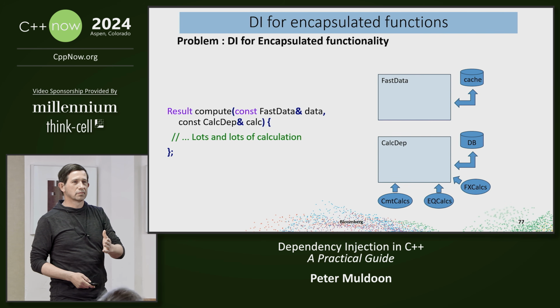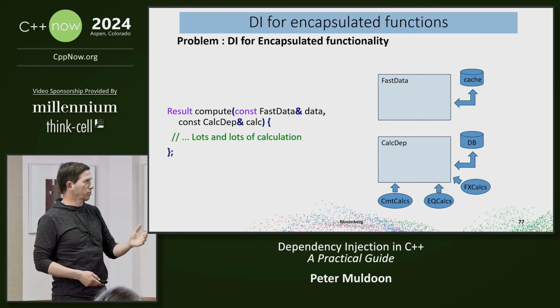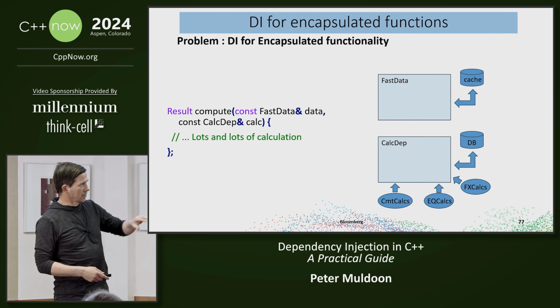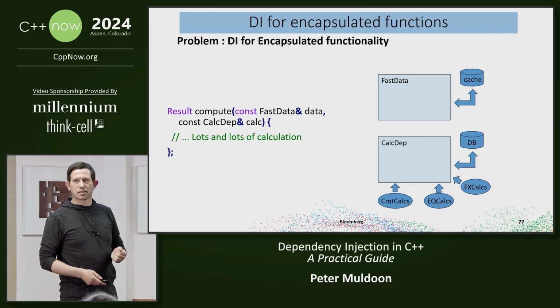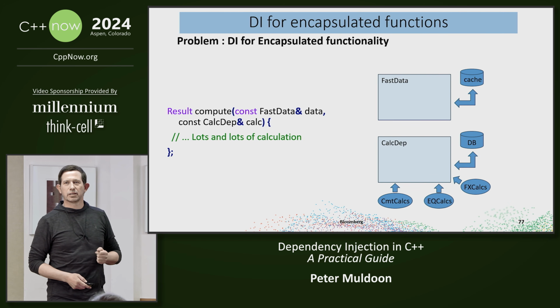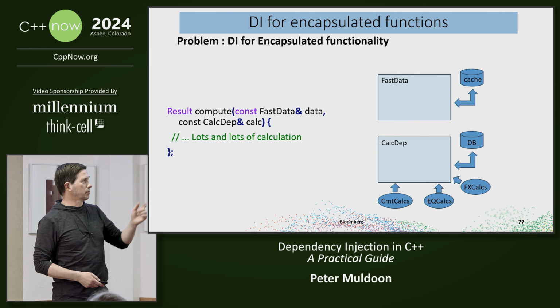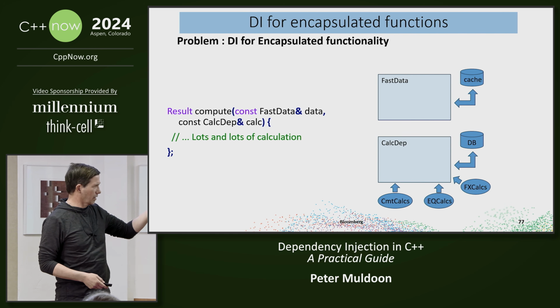Anyone? How would you test this? I want to make sure when I put particular fast data in calc that returns and all these, their various APIs, that I get the right answer out. How do we do that? Can't pass in test doubles. I got fast data and calc deps.